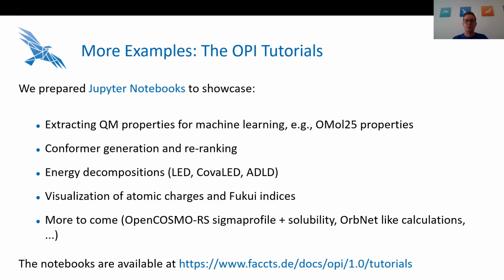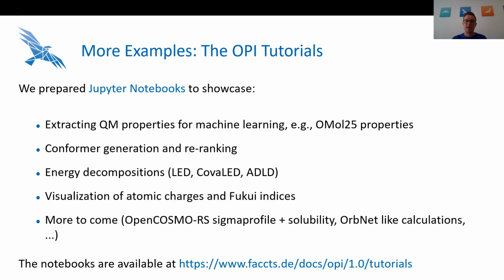Here we have some Jupyter notebooks to showcase various applications that can be done with OP. These include extracting quantum mechanical properties for machine learning, for example, the OMOL25 properties with the level of theory used in that set, and some of the properties extracted in that set. We also have a conformer generation and re-ranking notebook where we generate conformers sample with RDKit or with GOAT and then re-rank them with DFT single points.